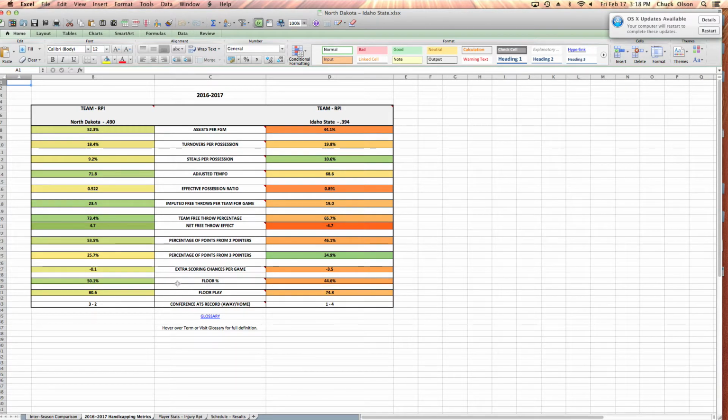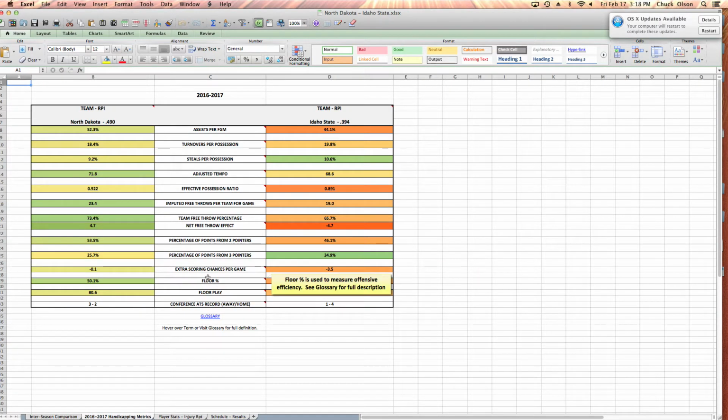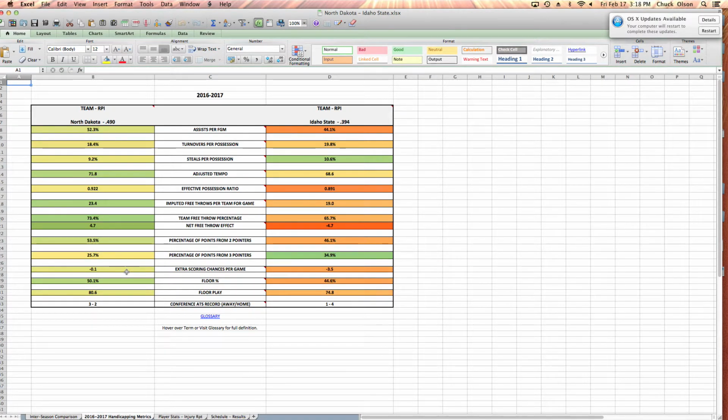Floor percentage also relates to the effective ratio. And what you're looking for is that both of these would support each other. So we see effective ratio in a yellow. We see extra scoring chances more of a green. So that's positive. Here we see a red and we see another red. So that means it really is negative. There's just further support that this team, North Dakota, is going to have more chances and protect the ball and probably effectively score more.